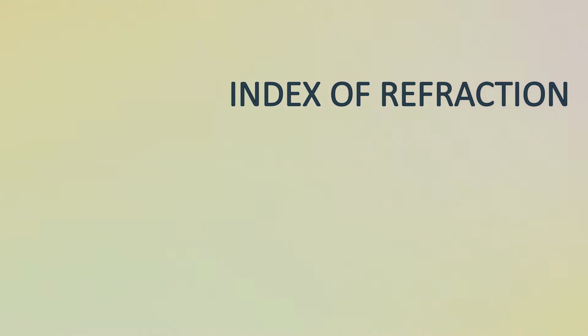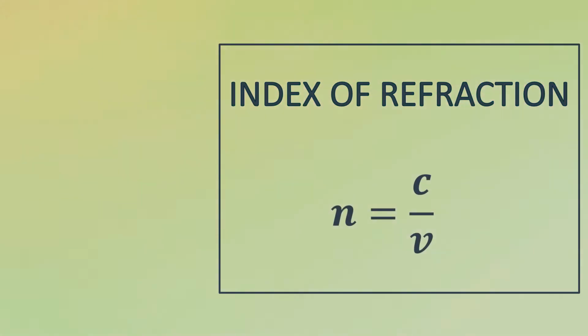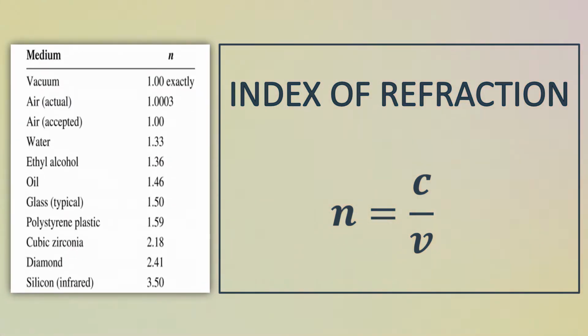Any transparent material is characterized by the index of refraction. It is a dimensionless constant obtained by dividing the speed of light in vacuum by the speed of light in that material. So in this equation, n is the index of refraction, c refers to the speed of light, which is equal to 3 times 10 raised to 8 meters per second, and v is the speed of light in that material.